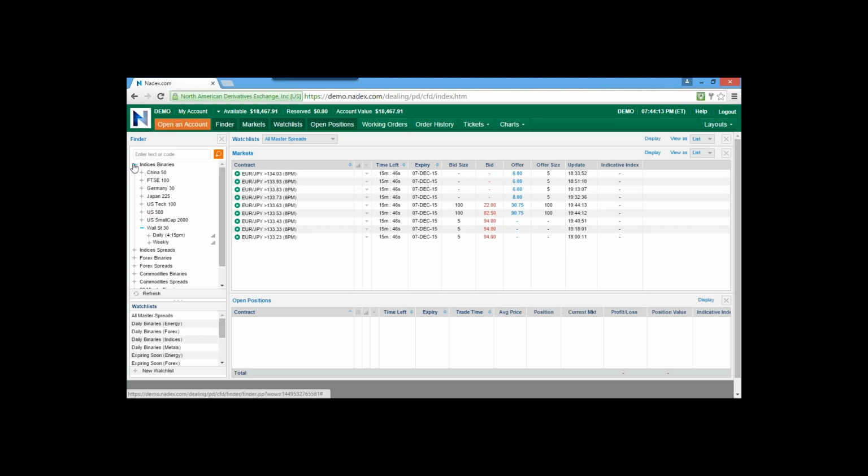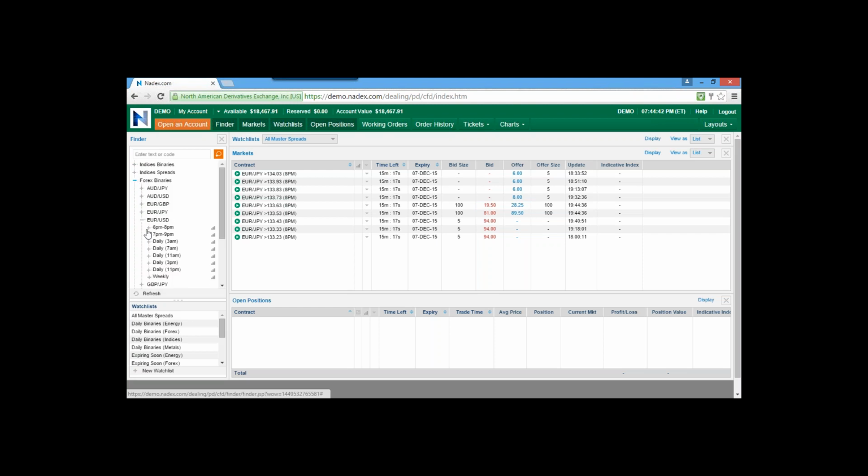What's an indice? I mean stock indexes. For example, these bottom ones here, US Tech 100, US 500, small caps, Wall Street 30. That's the Dow, the Russell, the NASDAQ, and the S&P, US stock indexes. Okay? You got the Japanese market, you got the German FDAX, the London FTSE, and even the China 50. So there's US and overseas stock indexes you can trade binary options on.